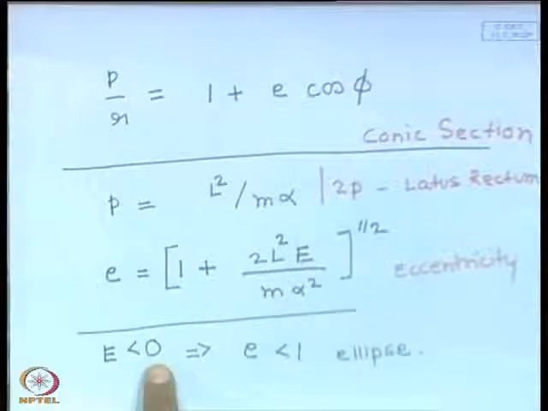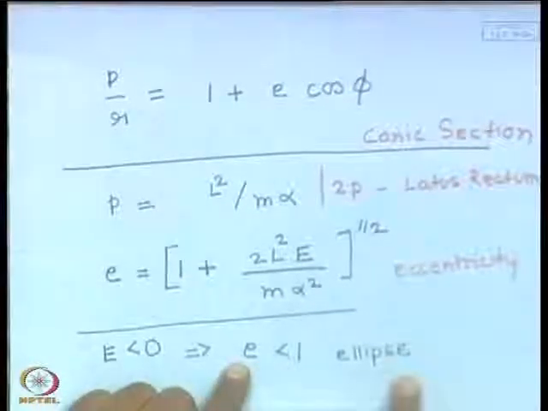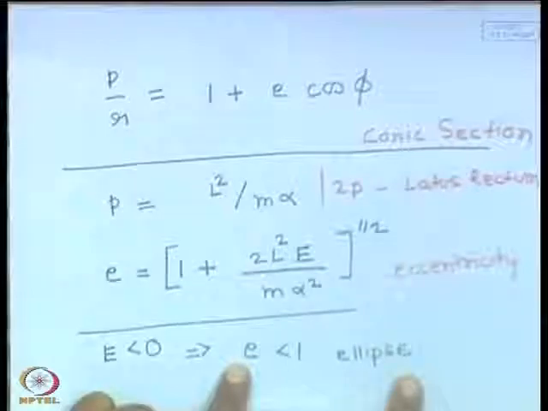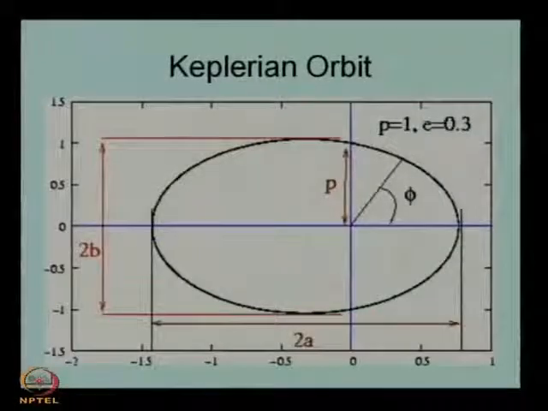And this is also what we see over here. If the energy is negative, the orbit is going to be an ellipse, which is a bound orbit. The value of R is going to vary between R1 and R2. This picture on the screen shows you one example of an ellipse, one particular possible orbit. This has been drawn with p equal to 1 and the eccentricity equal to 0.3.